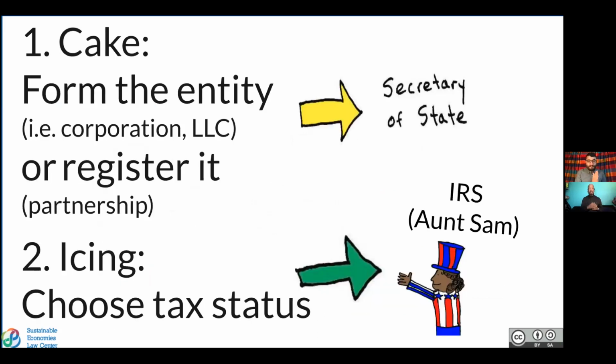So forming an entity is generally something you do by filing papers with the Secretary of State. That's at the state level, forming the entity, or you can register it if you want a partnership. And then the icing is choosing that tax status, which we're not going to really get into today, but we'd be happy to talk to you about at a legal cafe. That's just choosing how you want Uncle or Auntie Sam, in this case, to collect taxes from your cooperative.